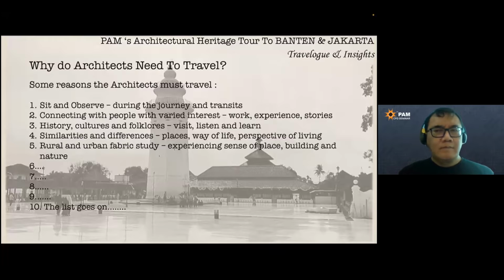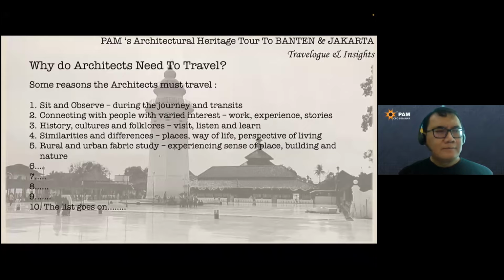And the second one is connecting with people with varied interests. We love to connect with people, meeting people with different interests from ours. In terms of work, maybe they're not architects, maybe they're engineers, writers, they can be anything, and then from there we share experience and also stories. We share laughter along the journey.